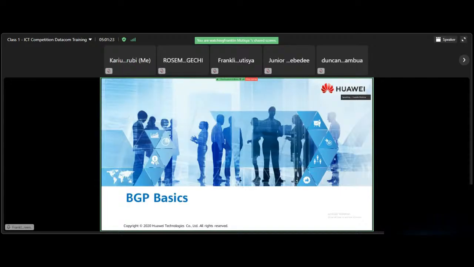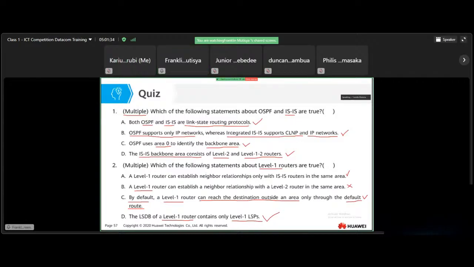Okay, let's continue. Someone asked about the first question, they thought it was wrong. Backbone routers, as we said, are level 2 and level 1-2. For D, this one is correct. Level 1 routers are routers that are found in the non-backbone areas.